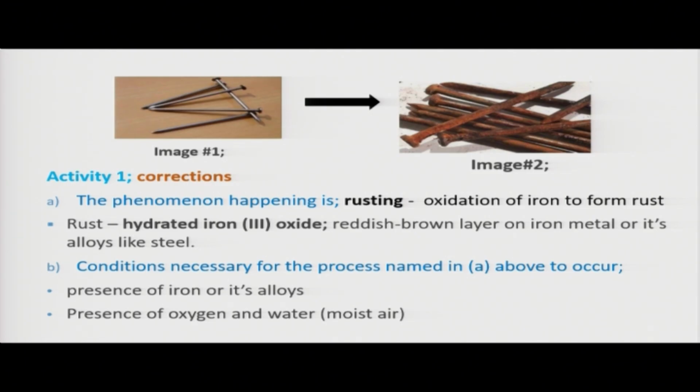So the conditions for rusting to occur, we expect the presence of iron itself or any alloy, like the iron nails which are having steel, or the barbed wire, any component that has iron. If you have iron and you expose it to moist air, that is oxygen in the presence of water, it will rust. This will be observed after some time, maybe 3-4 days or even some weeks. So we've now seen rusting, we've seen the conditions, right?